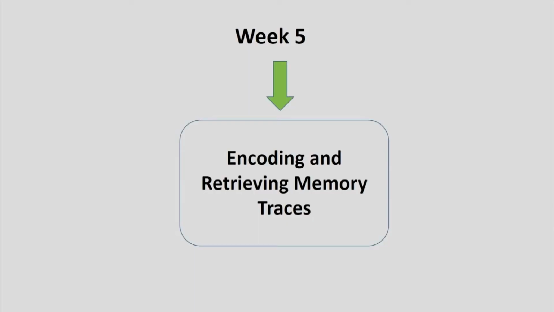In the fifth week, we looked at encoding and retrieving of memory traces, and in this particular week, we looked at what is human memory. So, we discussed the popular model of human memory, which talks about sensory memory, then short term memory and long term memory. Besides that, we also looked at different kinds of sensory memories which are available, for example, the iconic memory and the echoic memory, and also the haptic memory.